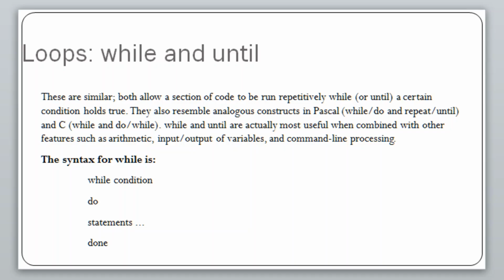Let's go and talk about while and until loops. Both of these are pretty similar, which is why we're going to cover them together. Both allow a section of code to be run repetitively while or until a certain condition holds true. They also resemble analogous constructs in Pascal, such as while do and repeat until, and in the C programming language, while and do while.